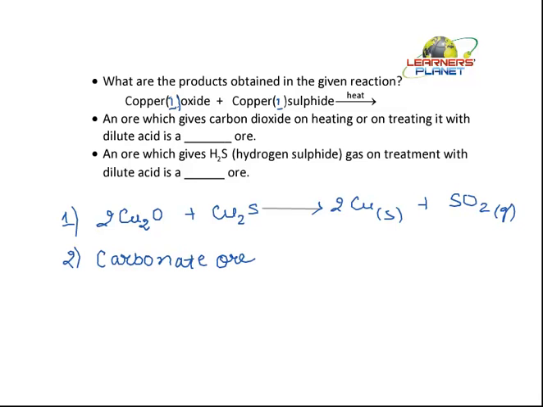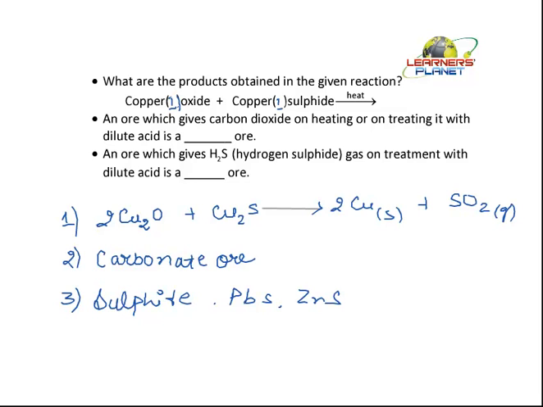Now taking up our next question, here it is: an ore which gives H2S or hydrogen sulfide gas on treatment with dilute acid is a dash ore. Now which will give sulfide? Obviously a sulfide ore. So this has to be a sulfide ore. I'll give you one example here. It can be either lead sulfide or zinc sulfide. So these sulfide ores, when they are treated with acids, give out hydrogen sulfide.